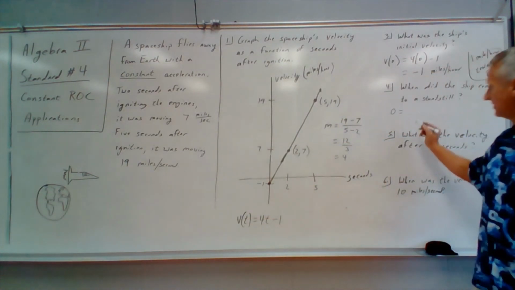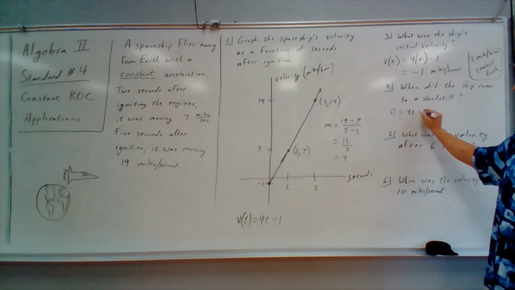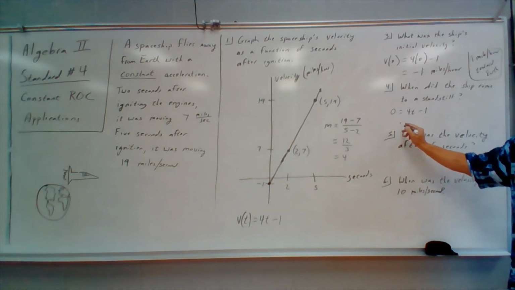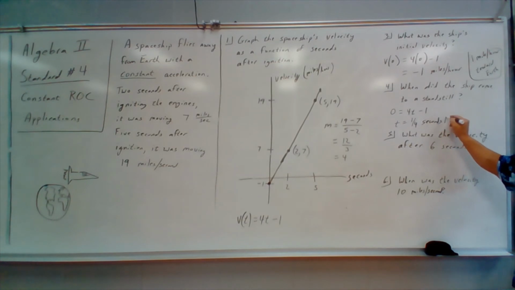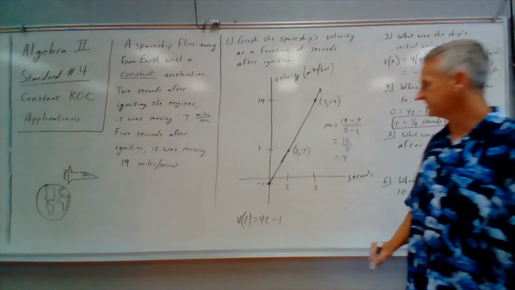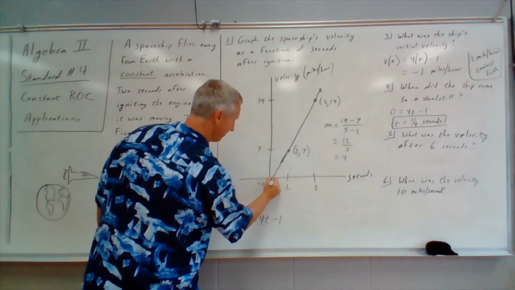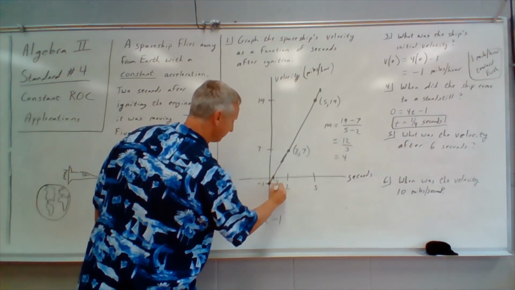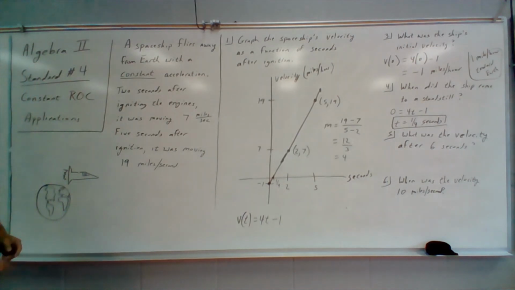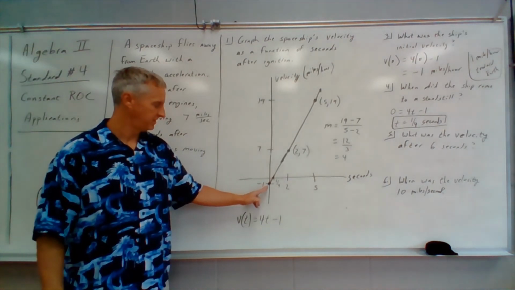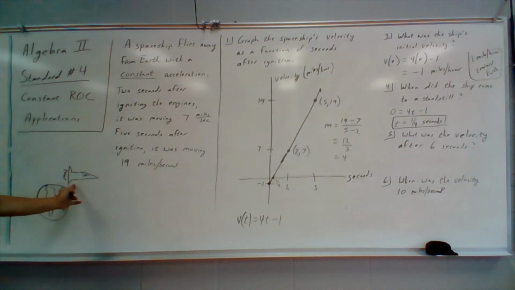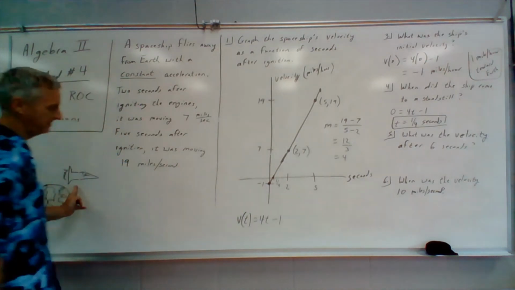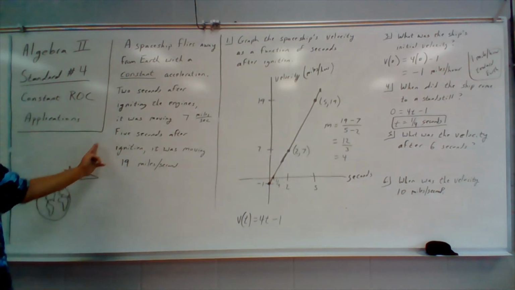So 0 is equal to 4t minus 1. Add 1 to both sides, divide both sides by 4, and I get t is equal to 1/4 seconds. So at 1/4 of a second, my velocity was 0. Right there is 1/4. This spaceship was moving toward the Earth, and it slowed down and slowed down until it came to a stop at 1/4 of a second, and then its velocity increased away from Earth again.